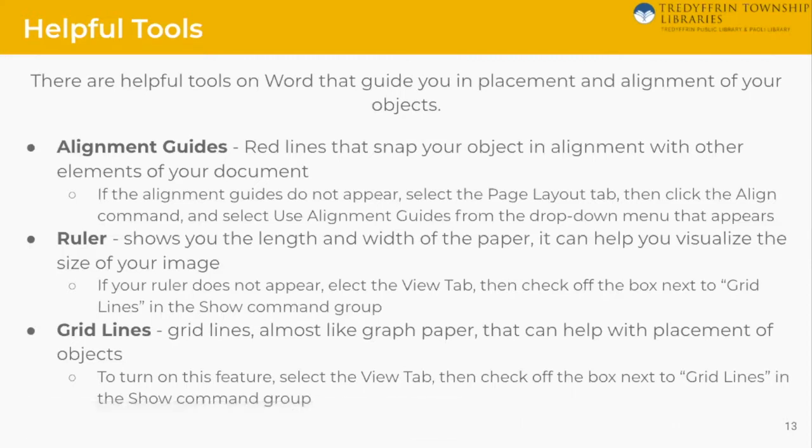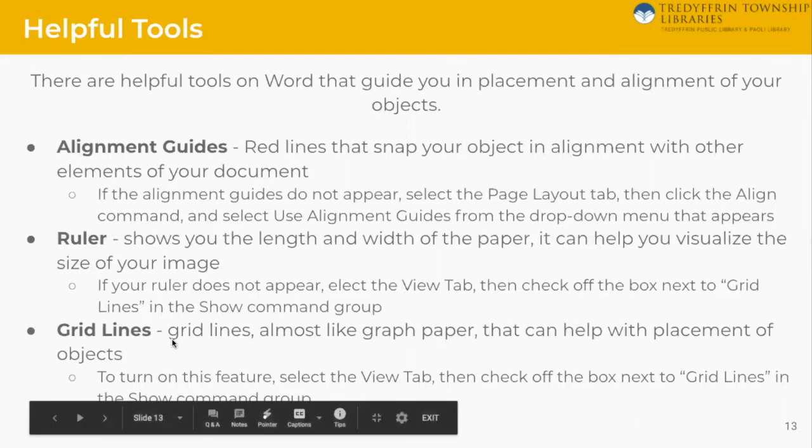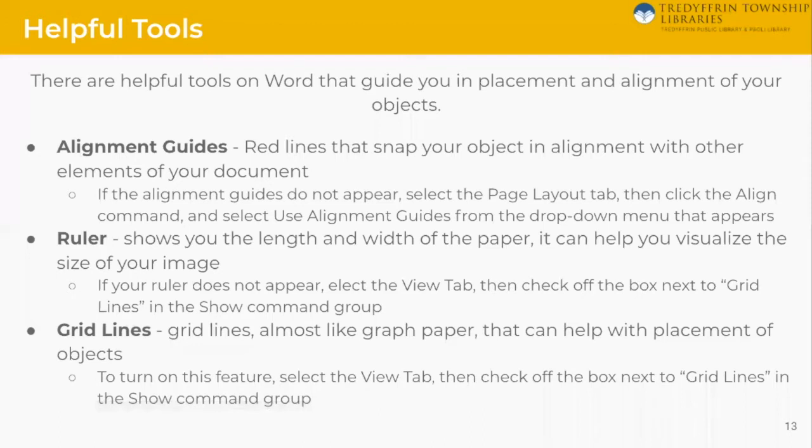I'm sorry about that. And then grid lines look almost like graph paper, and that can help you with placement and alignment. When you print your document, that grid line will not appear. That's just a tool to help you visualize your document. And then to turn on this feature, you select the View tab, then check off the box next to grid lines in the Show command group.